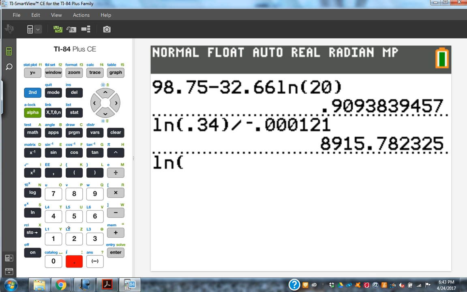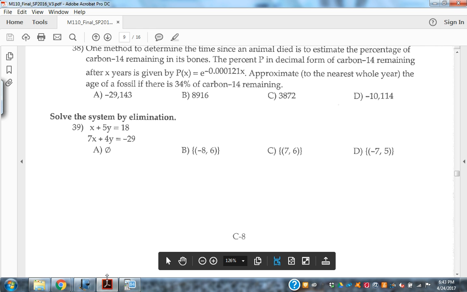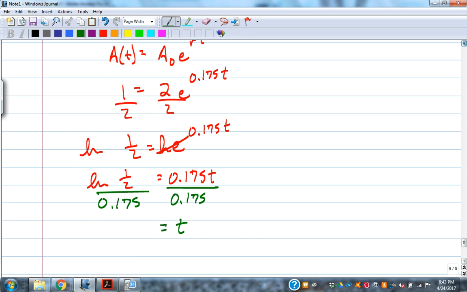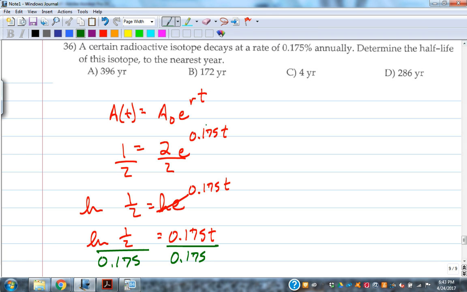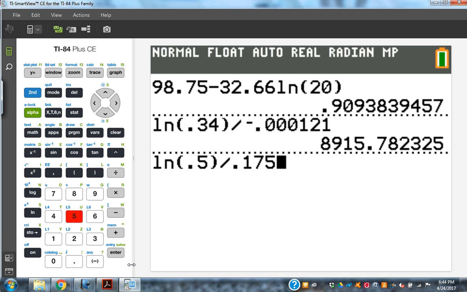Work that out. So natural log of 0.5 divided by 0.175. Hold on. Did I misread the problem? Let me go back. I think I forgot. That was in a percentage. So there's two zeros in front of that. Sorry. For some reason I thought they did that as a decimal. So 0.00175 is what I'm dividing by. So natural log 0.5, 0.00175.